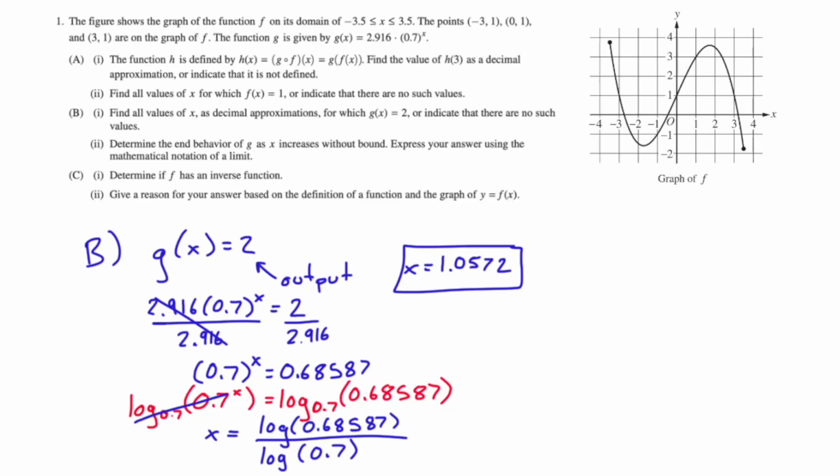So the way we'll do this is go to your y equals screen on your calculator and type g of x into y1. Then in y2, just type in 2, because we want to know where g of x equals 2.